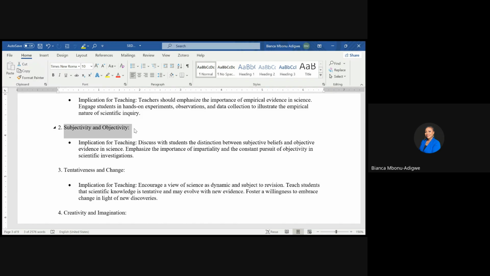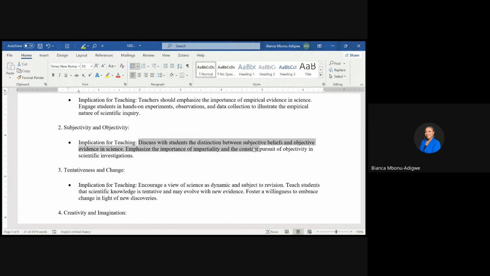How does this apply to you as a teacher, as an educator? You have to emphasize the importance of impartiality. You must keep pursuing objectivity. Let it be clear. Today, A plus B is equal to AB. We agree. There is evidence. But they must also understand that tomorrow it can change. So you should always discuss with your students the distinction between subjective belief and objective evidence in science.